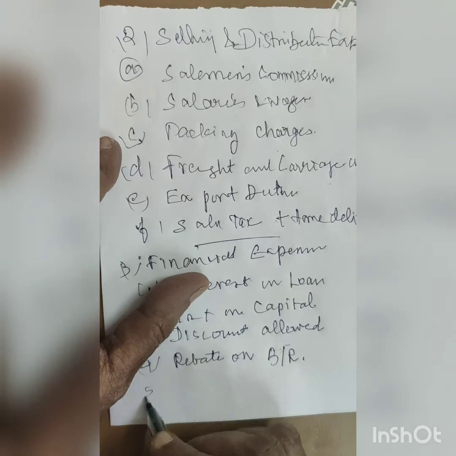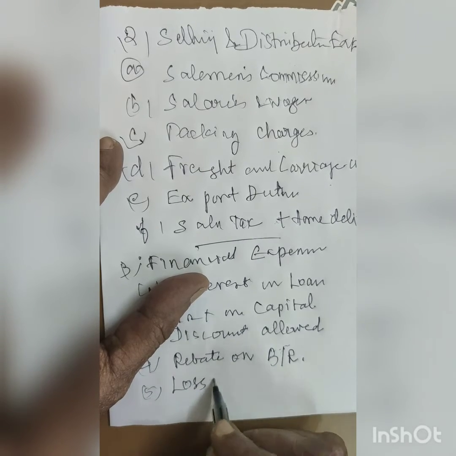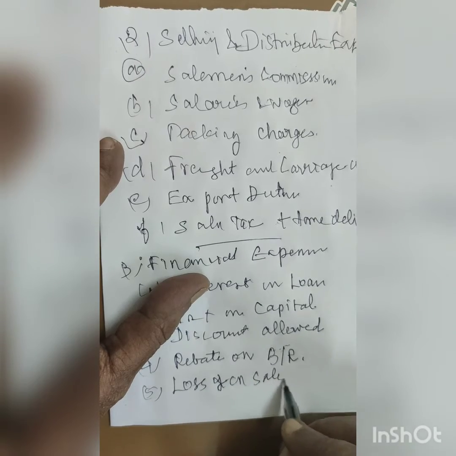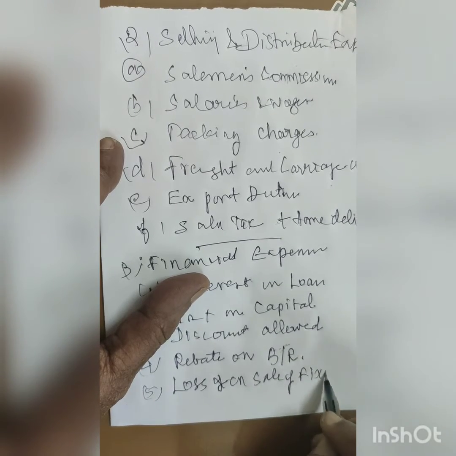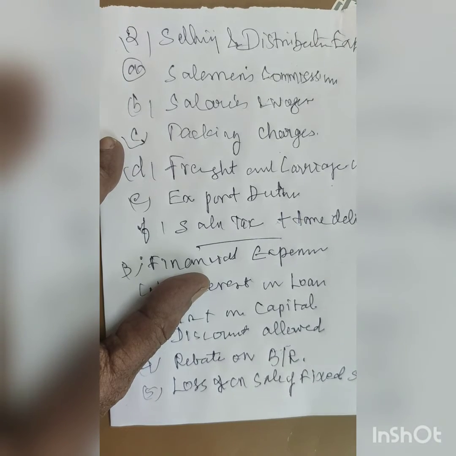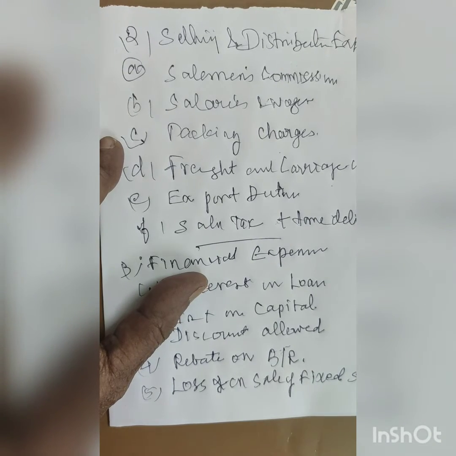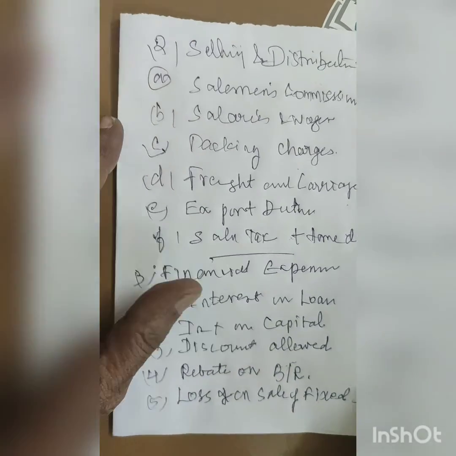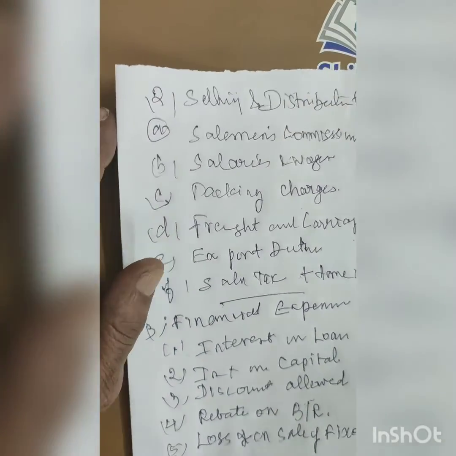And sometimes there will be a loss on sale of fixed assets. Fixed assets will be there, and there may be journals, there may be newspapers in the business. All these will be sold after some time. So these are called a loss on sale of fixed assets.